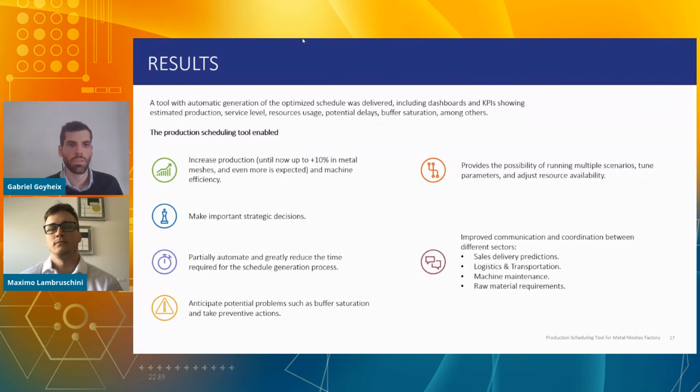The tool also has enabled the client to make important strategic decisions. For example, it enabled them to assess the operational impact of manufacturing certain products, and even decided to discontinue the ones that were not convenient. The tool also has partially automated and greatly reduced the time required for the production scheduling generation process, from a process that took several days to have a polished version to a system in which they can achieve a schedule in a few hours or even less.